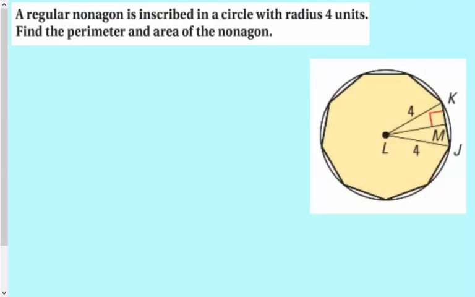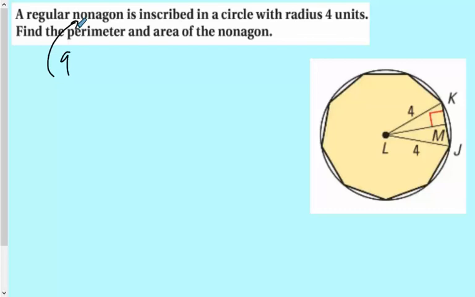Like I said, you can find the area of one triangle multiplied by the number of triangles. That works just fine. However, I like 1/2 AP. It's really quick. A regular nonagon, so nonagon meaning 9 sides, is inscribed in a circle of radius 4. I find the perimeter and the area. Okay, so if I find the perimeter, then finding the area is really easy.